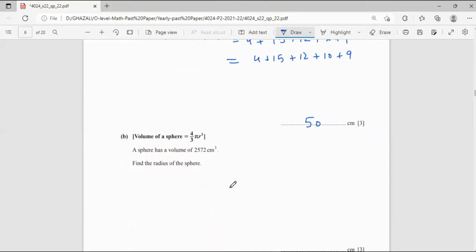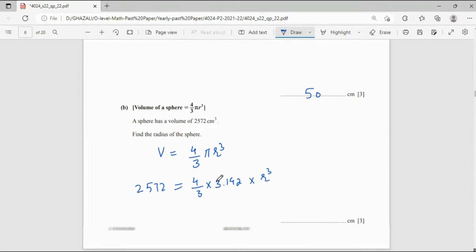Part B. A sphere has a volume of 2572 cubic centimeters. Find the radius. A very simple question. Now the volume is equal to 4 over 3 pi r cubed. Now put in the value: 2572 equals 4 over 3, written as it is, and the pi value is 3.14, multiplied by r cubed. Now we transfer these values from the right to the left side.